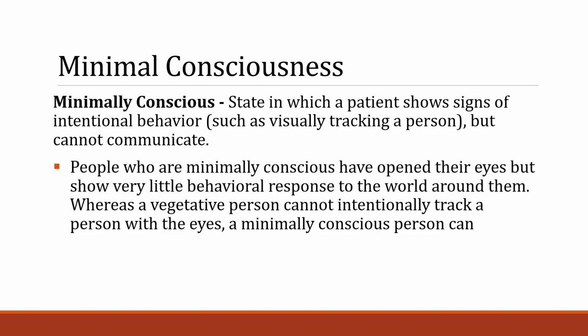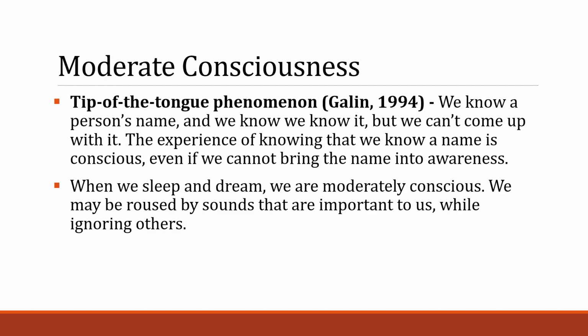On the other hand, those who are in a vegetative state cannot intentionally track a person with the eyes. A minimally conscious person can. Okay, so that's what differentiates these two. In other words, compared to vegetative state, a person in minimal consciousness has a greater amount of brain activity and a greater amount of goal-directed behaviors.